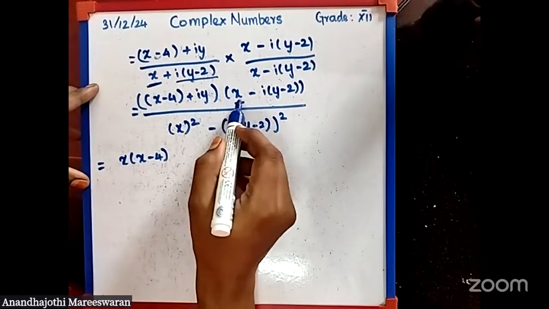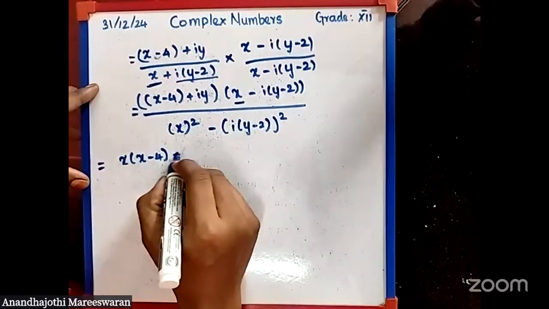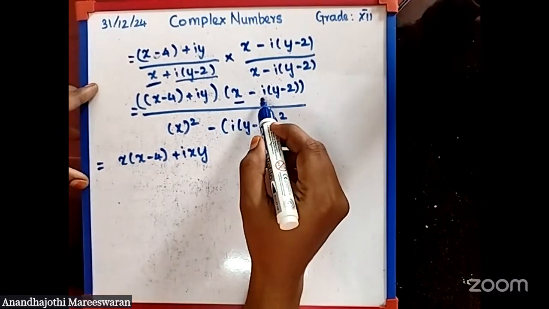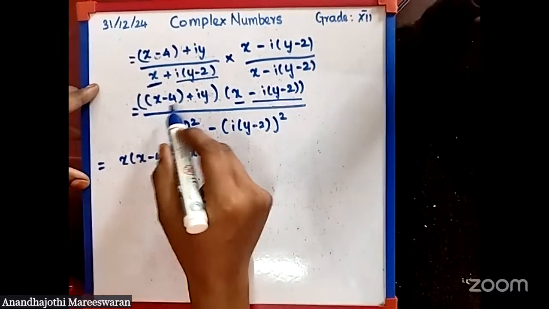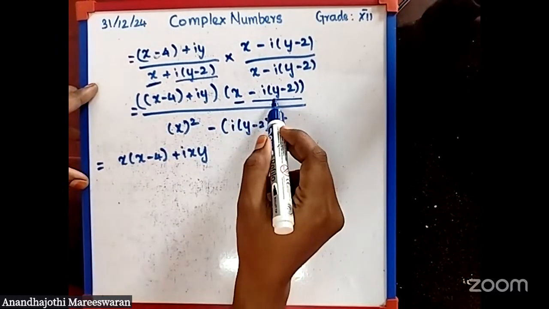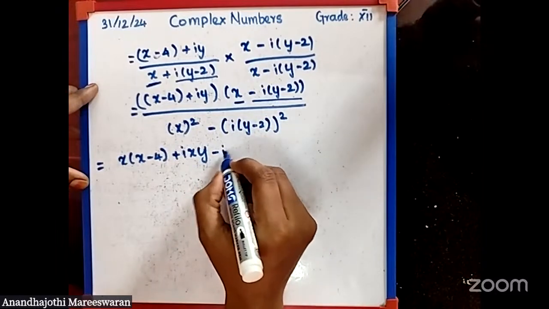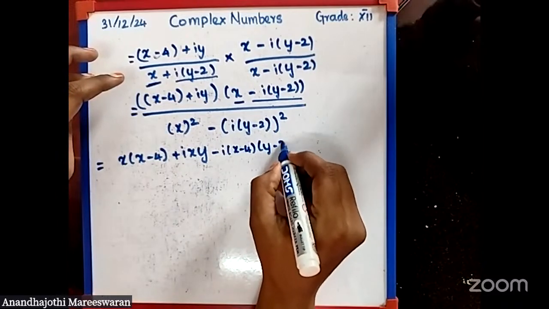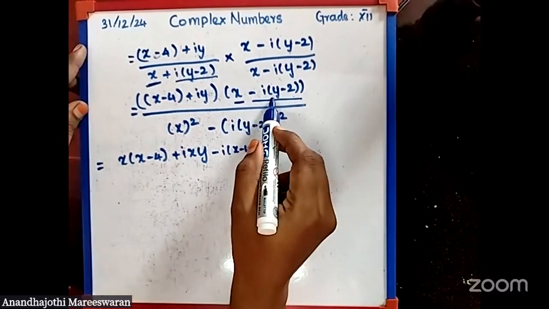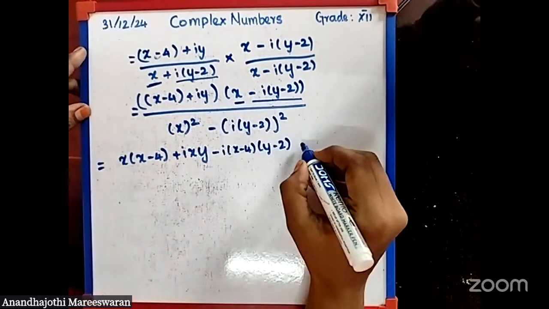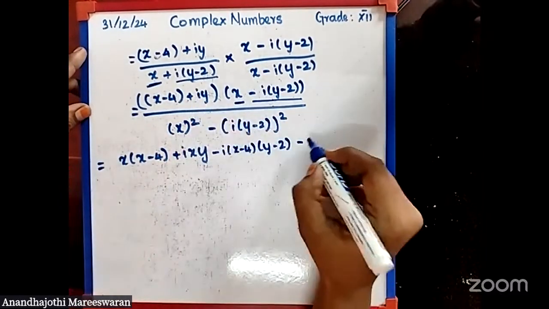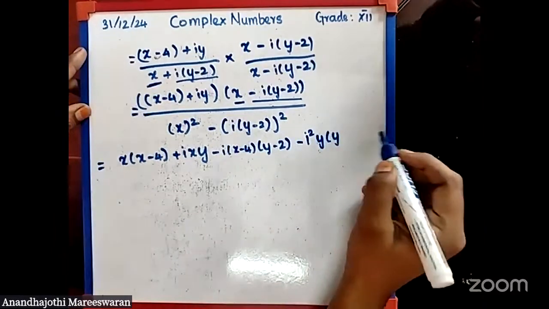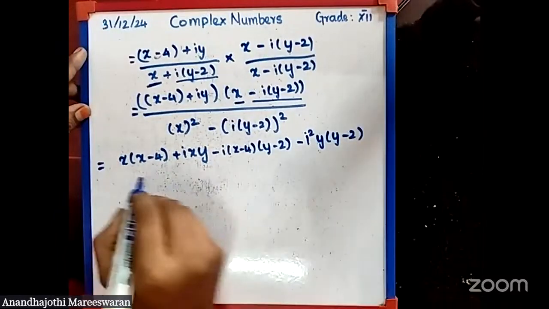Then next I'm going to multiply i with iy, so plus i x 0. Then I'm going to multiply this part with both of them. First, I'm going to multiply minus i x minus 4 multiplied by y minus 2, right? And I'm going to multiply this with this. So minus i into i squared y multiplied by y minus 2, right?